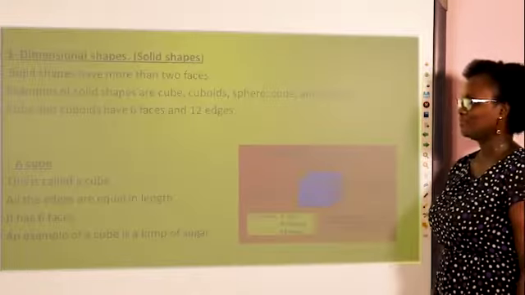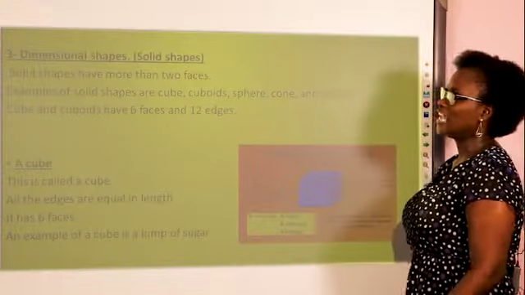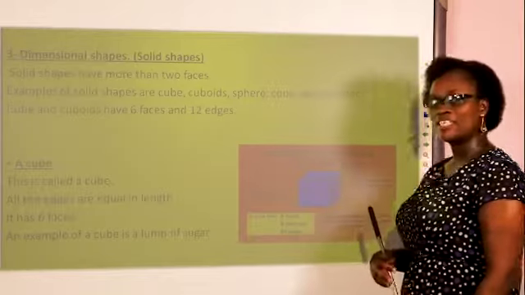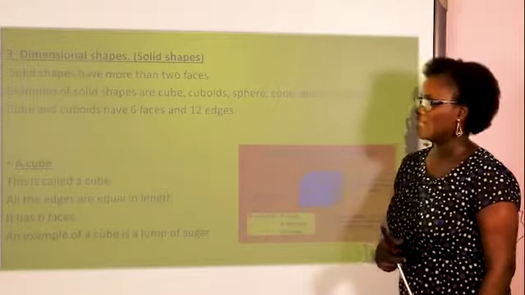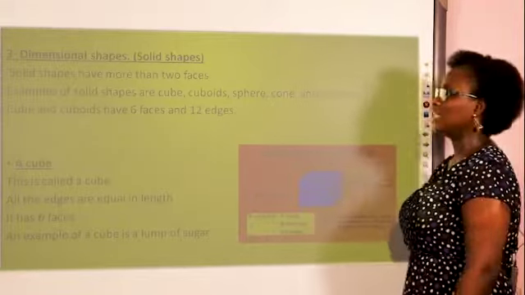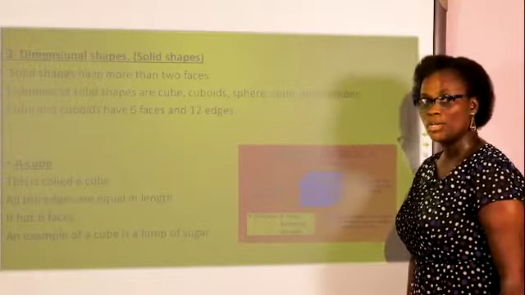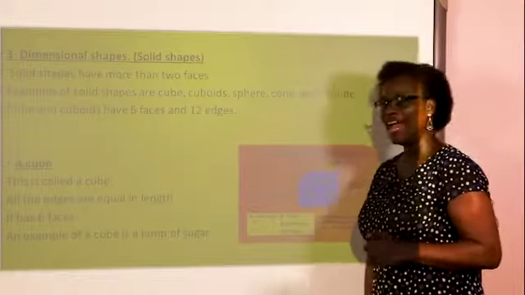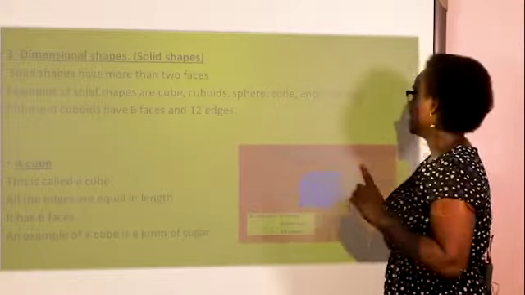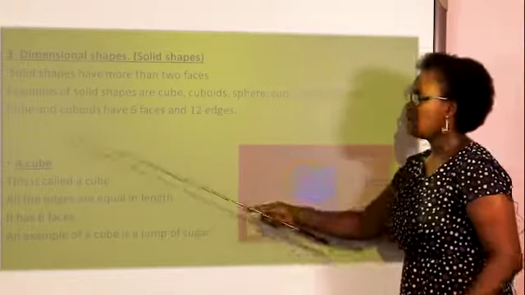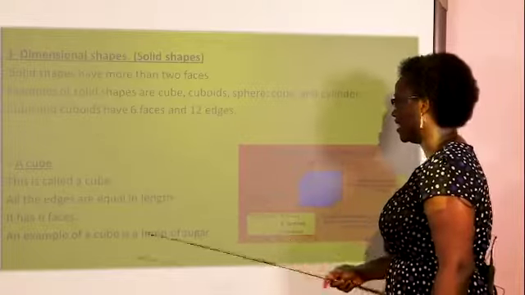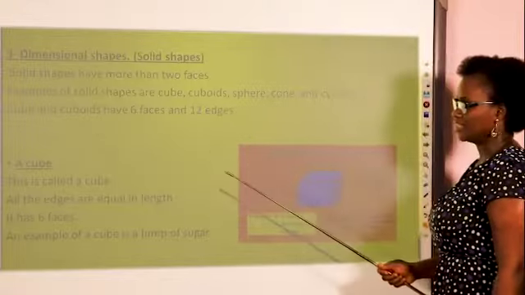Beautiful. We are moving on to 3-dimensional shapes, otherwise known as solid shapes. Solid shapes have more than 2 faces. Examples of solid shapes are cube, cuboid, sphere, cone, and cylinder. Cube and cuboid have 6 faces and 12 edges.